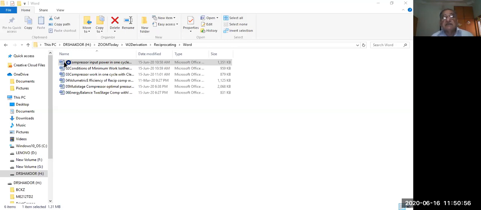Now, the delivery temperature T2: usually P1, T1 conditions are known. The delivery temperature can be calculated with the help of the polytropic law. T2 upon T1 is equal to (P2 upon P1) raised to (n minus 1) upon n, which is written here. After that, we go to the next slide.